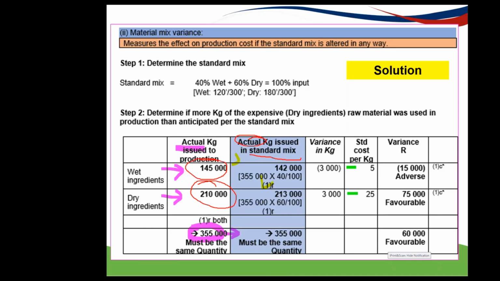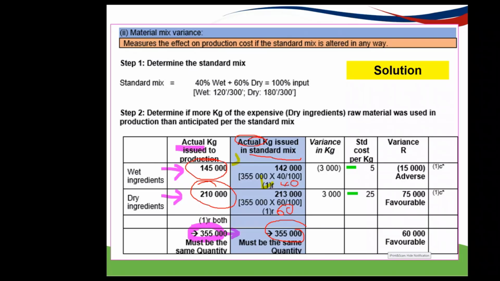Okay, because we know now that she didn't use the eggs and the flour in the right proportions. So we want to see if she did stick to the right mix, how far off is she from what she used or input to what she was supposed to input. So we take that 355 and we then split it 40% per this standard mix goes to wet, and 60% of the 355 is then the dry.